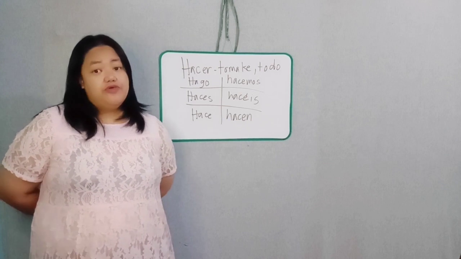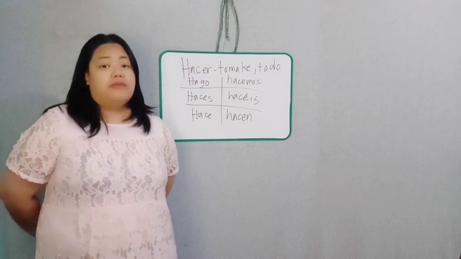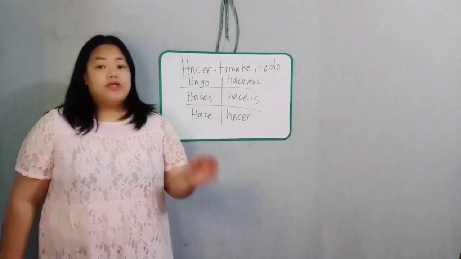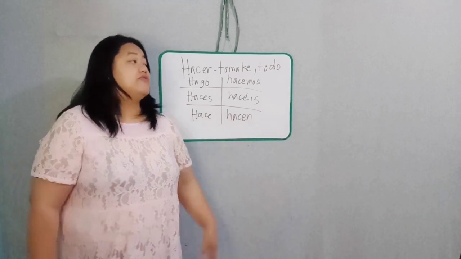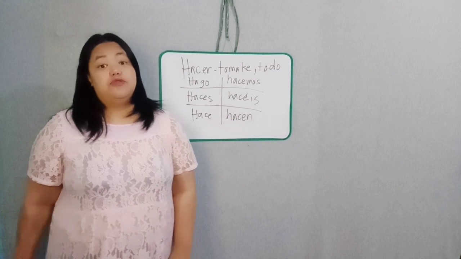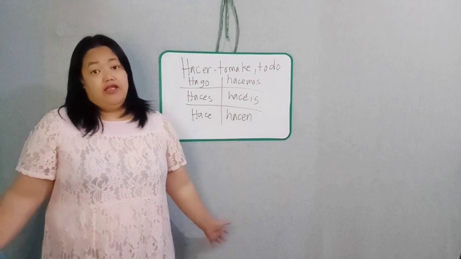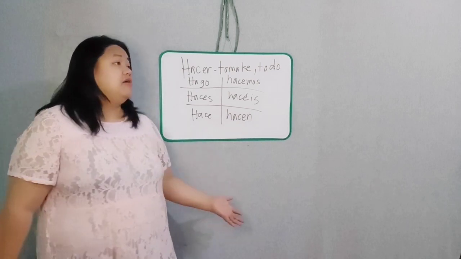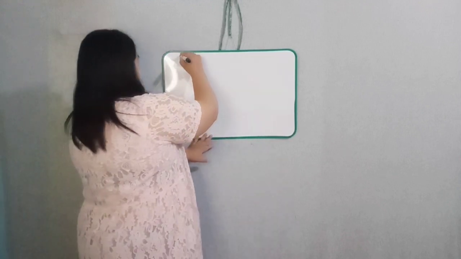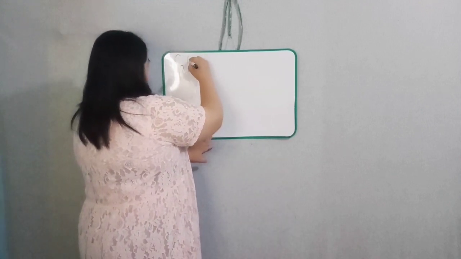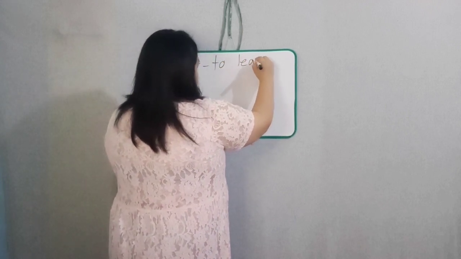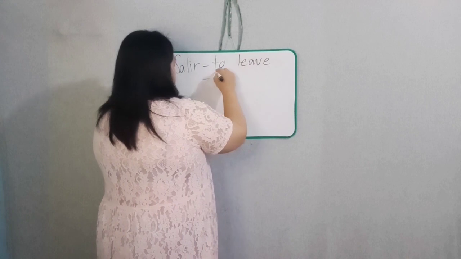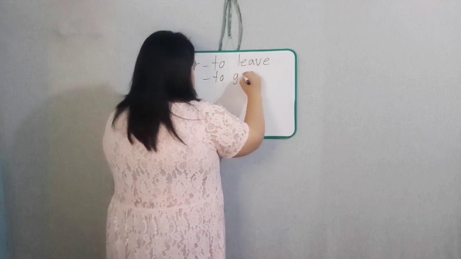So these are some of the uses of the verb hacer, which is to make or do. With all the sentences that I've given, you can conjugate the rest for practice for the verb hacer, for you to be able to master it. And this is it for the verb hacer. Next on our topic is the verb salir. This means to leave or to go out.